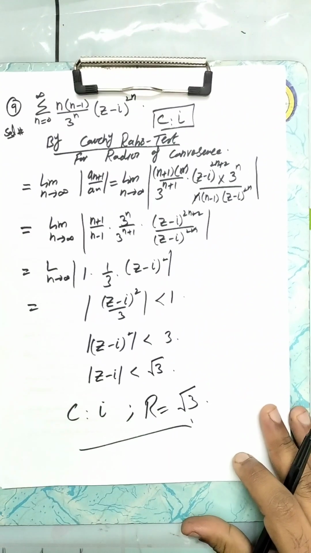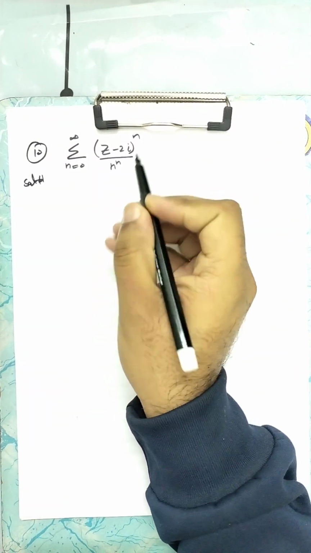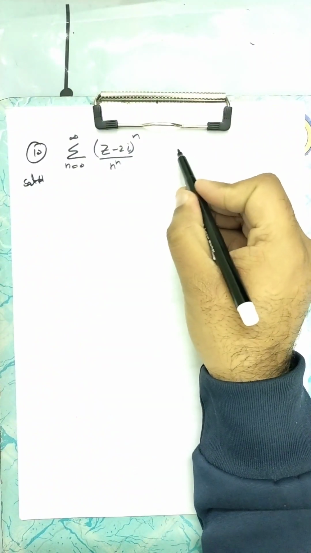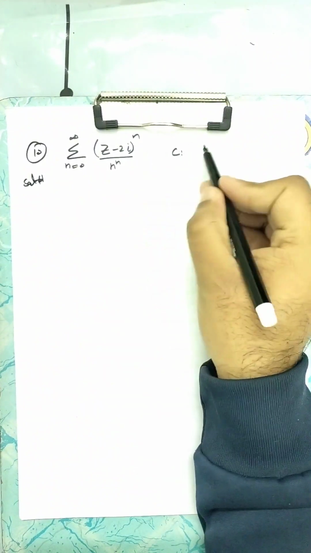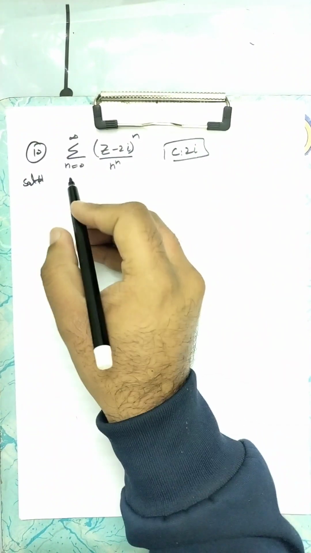Now we solve question number 10. Bismillahirrahmanirrahim. In question number 10, again we find the center and radius of convergence. So similarly, as in previous questions, the center is 2 iota. Now we find the radius of convergence.